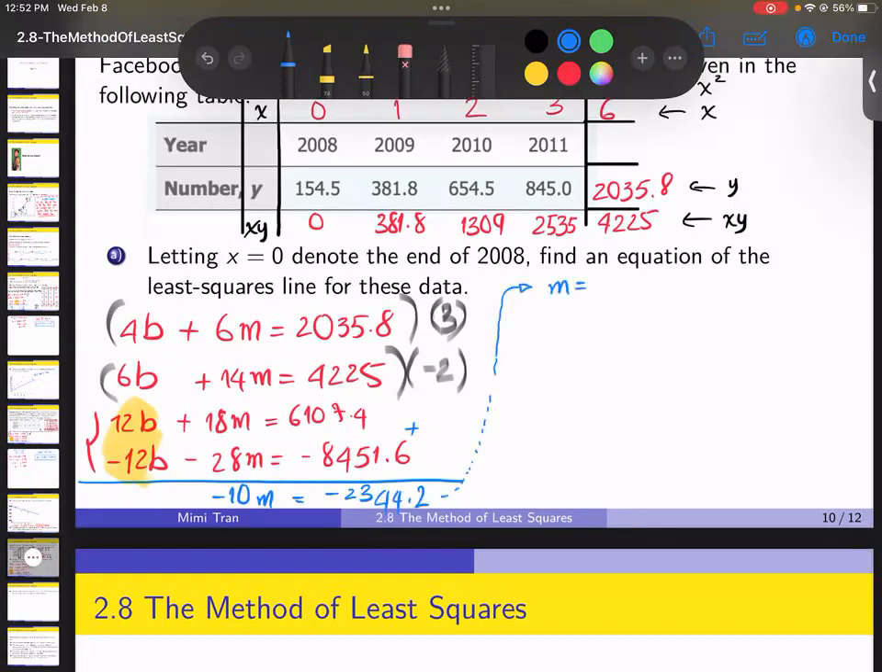Divide both sides by -10. m equals 234.42. Right. And I'm going to plug it into the first equation: 4b plus 6 times m, and m is 234.42, equal 2035.8.